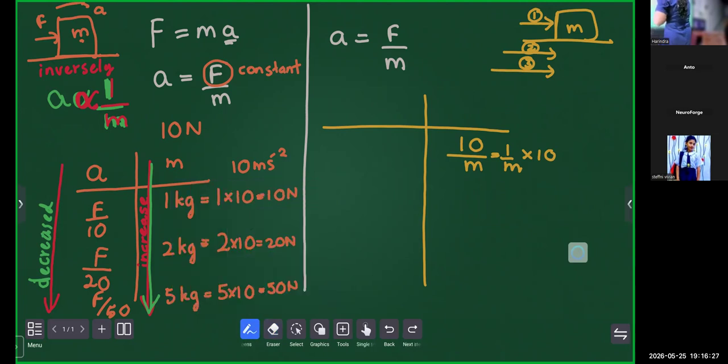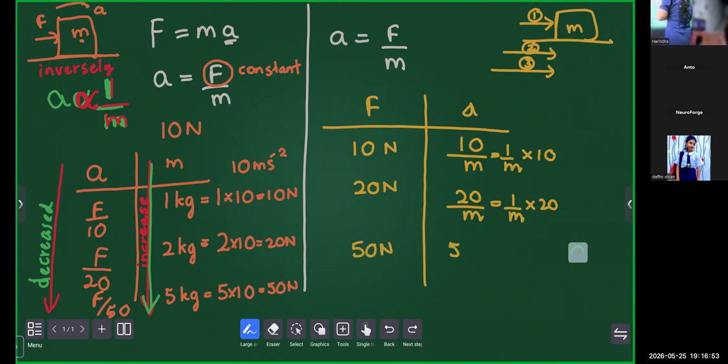This is A, this is F. F equals 10 Newton. So A will become this much value. So let's increase the force as 20 Newton now. Then 20 divided by M, which means 1 over M into 20. 50 Newton. 50 divided by M, which is equal to 1 over M into 50.